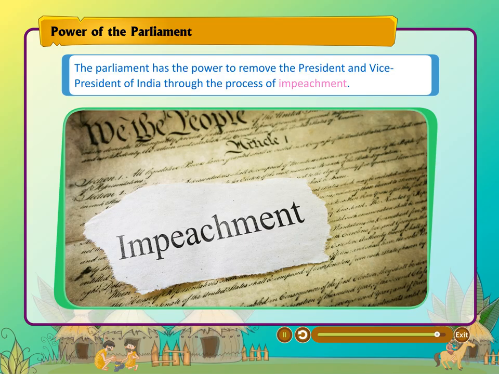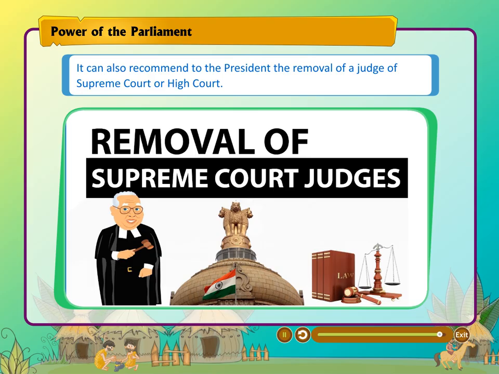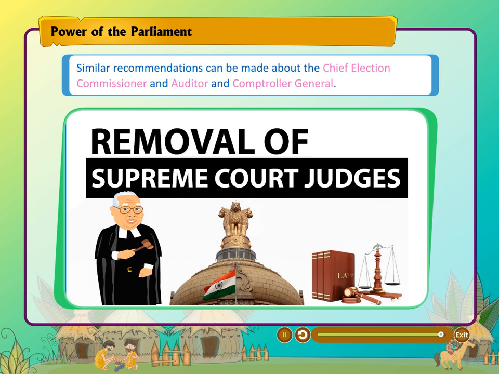Judicial power. The Parliament has the power to remove the President and the Vice President of India through the process of impeachment. It can also recommend to the President the removal of a judge of the Supreme Court or High Court. Similar recommendations can be made about the Chief Election Commissioner and the Comptroller and Auditor General.